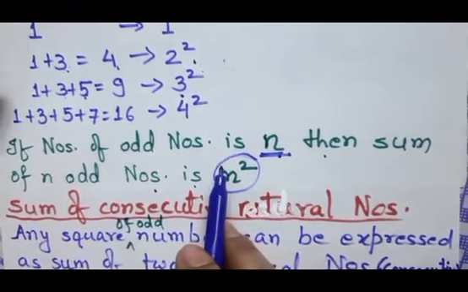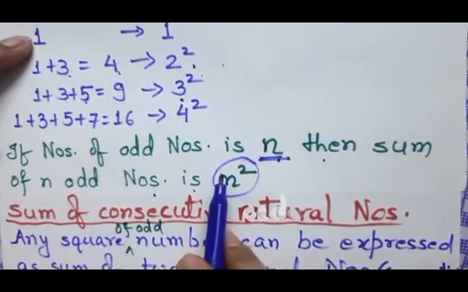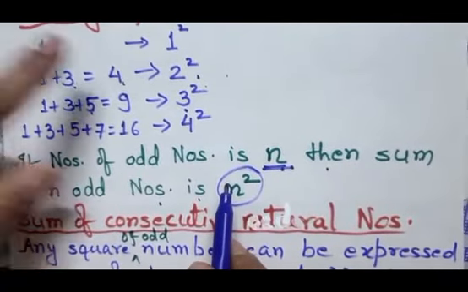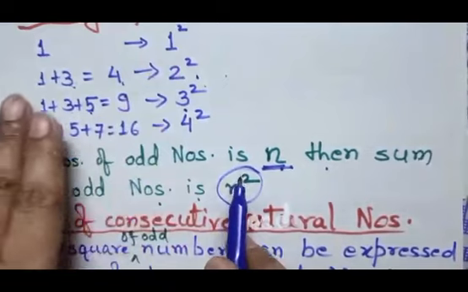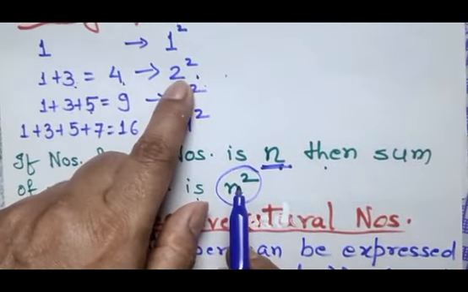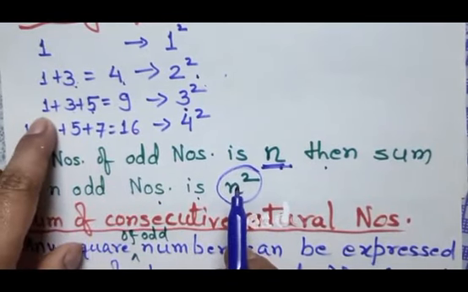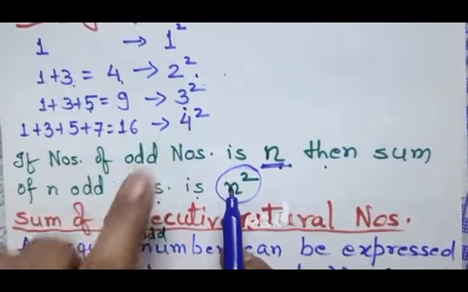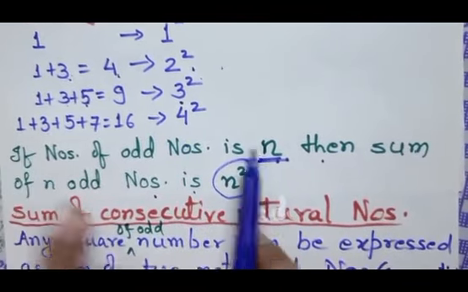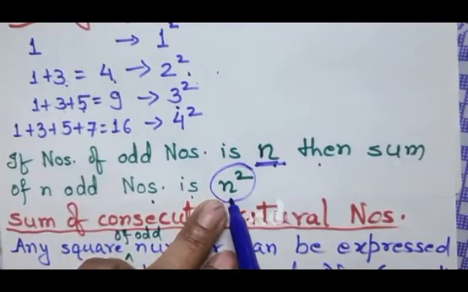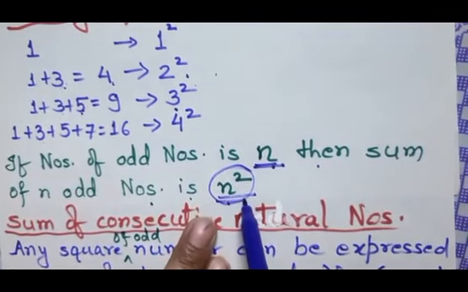Means when we have added only one number, that is 1, with nothing, 1 itself is the square of 1. When we are adding two odd numbers, we are getting the square of 2. When we are adding 3 odd numbers, we are getting the square of 3. Similarly, when we have n odd numbers, it will give the square of n, that is n square.